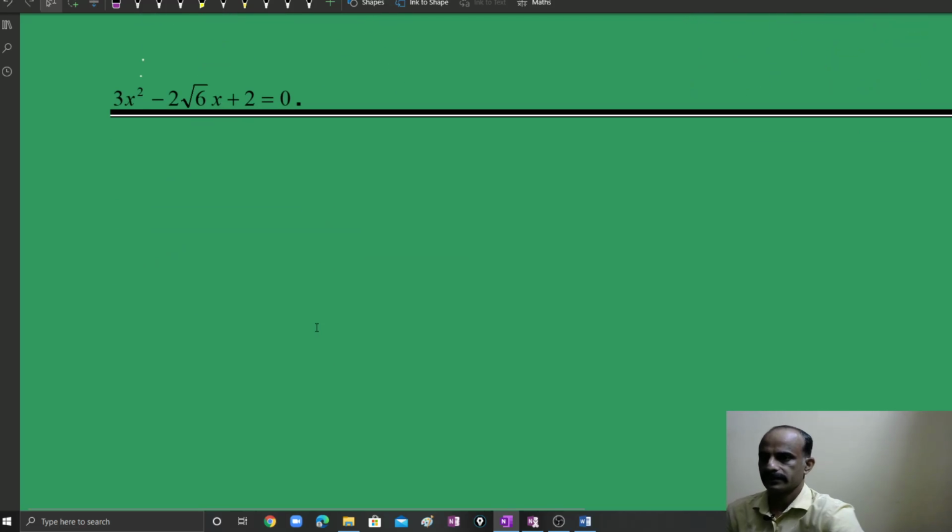3x square minus 2 root 6x plus 2 equal to 0.